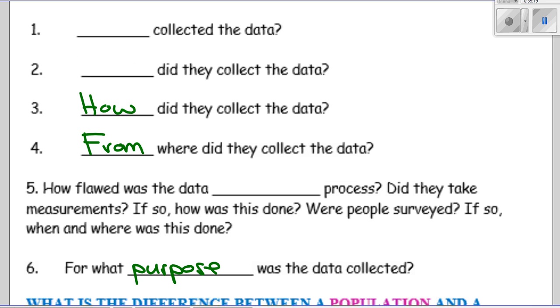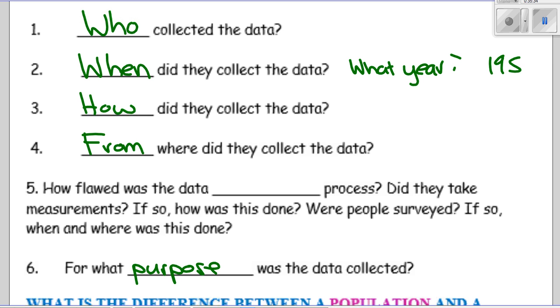Okay. Who collected the data? Yeah, that's right. Because it was for what purpose? When did they collect the data? So, e.g., what year? Was it 1954? How did they collect the data? Like, was it a survey? Government census?